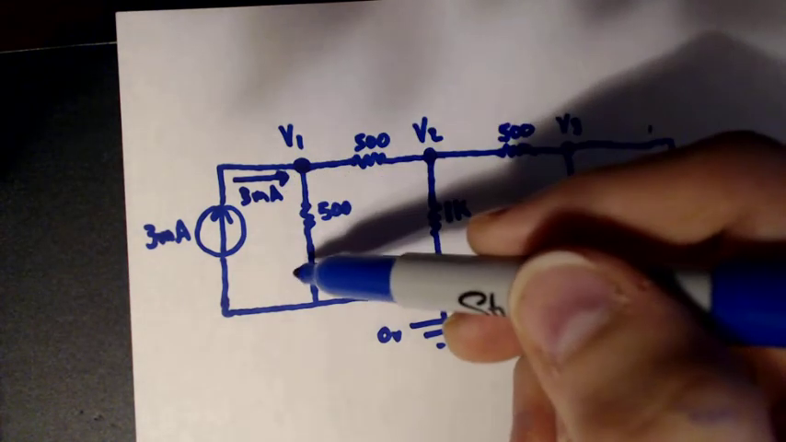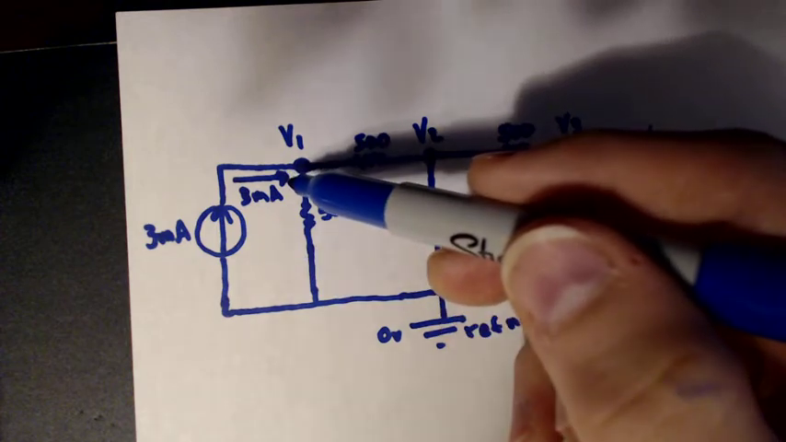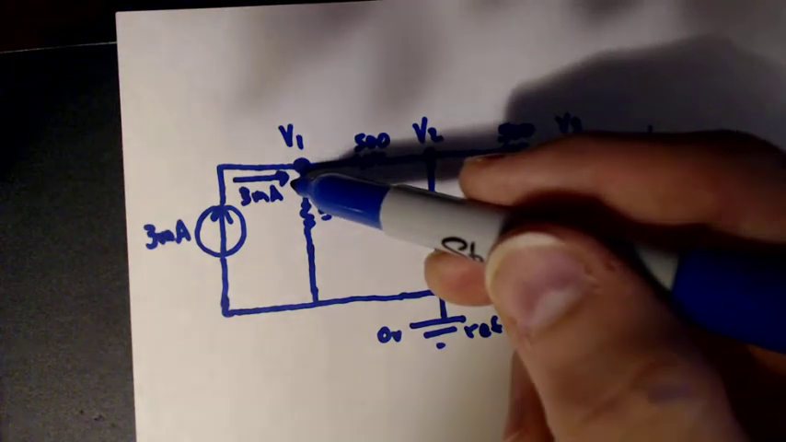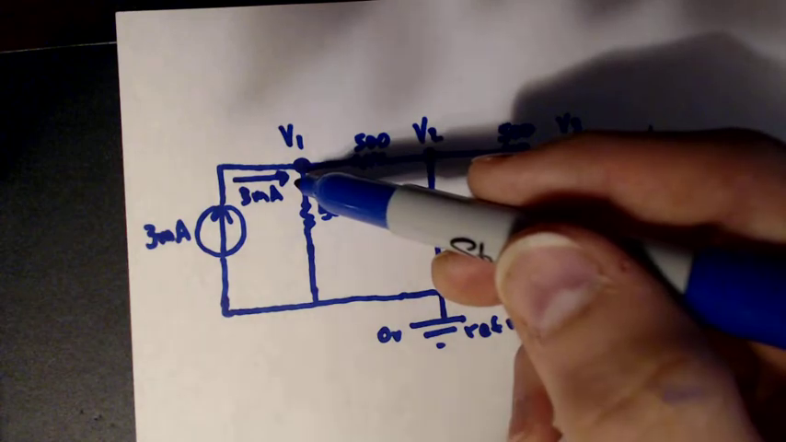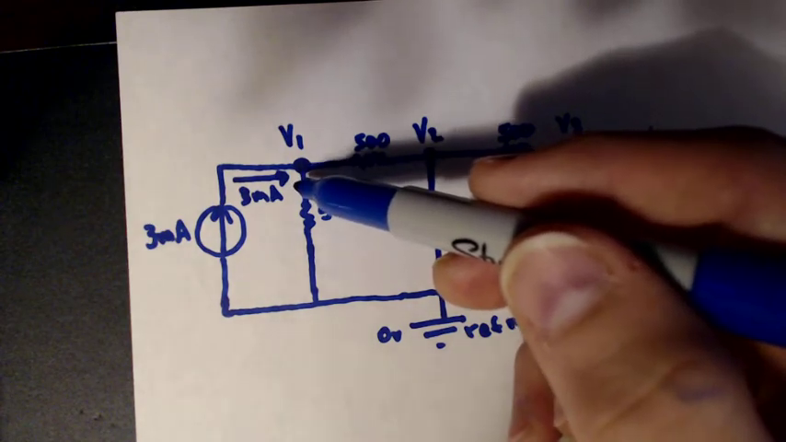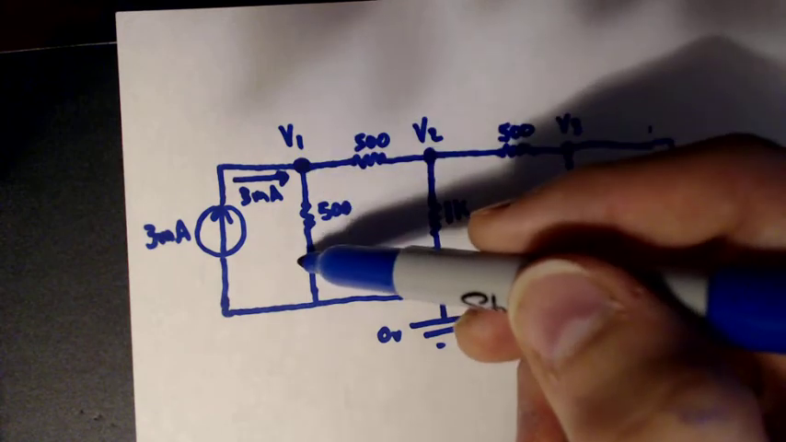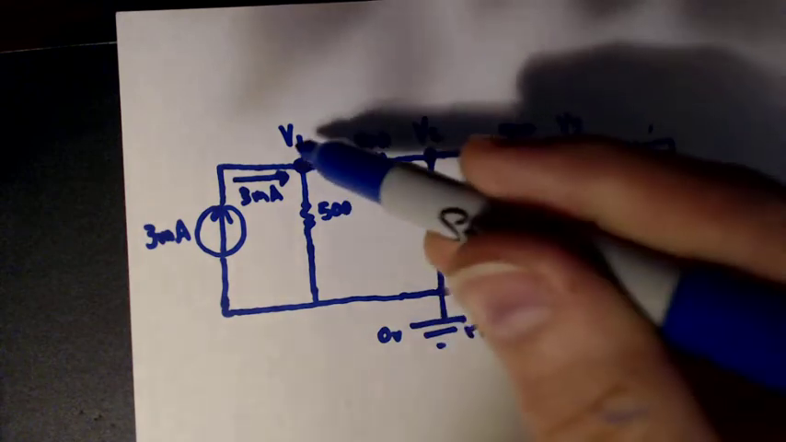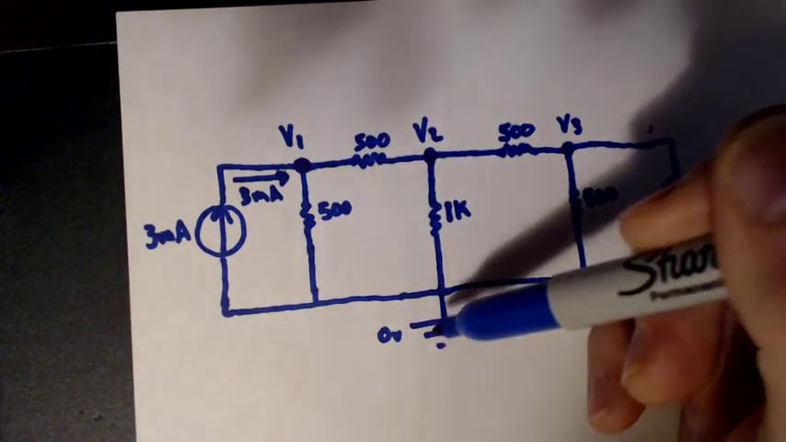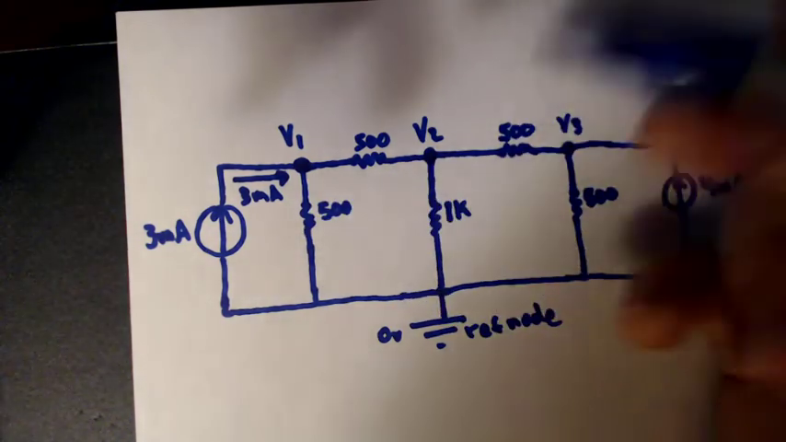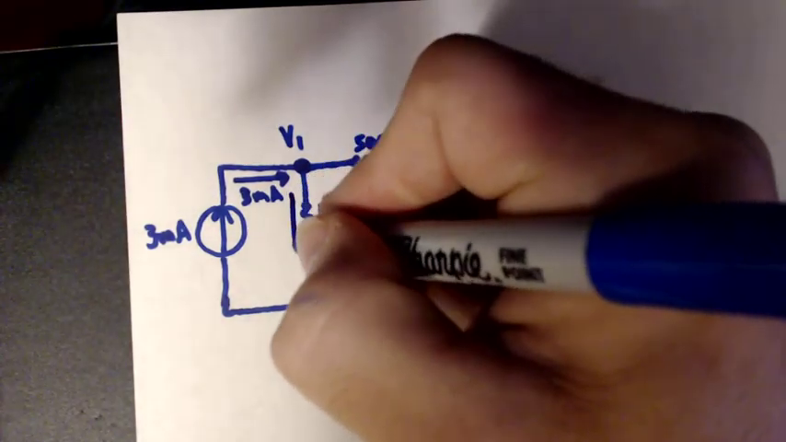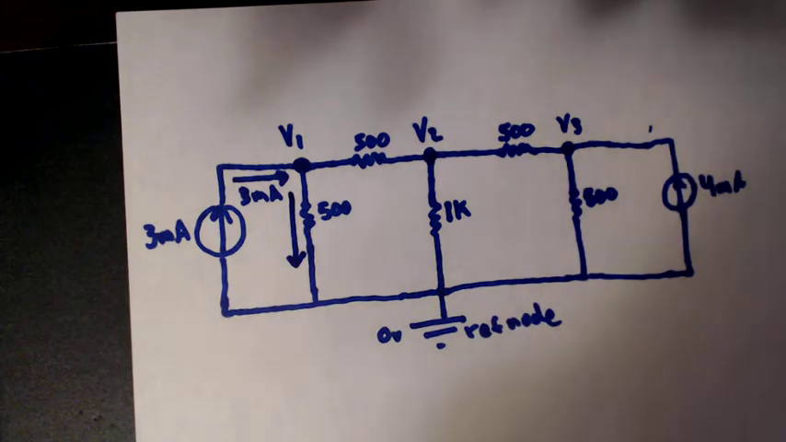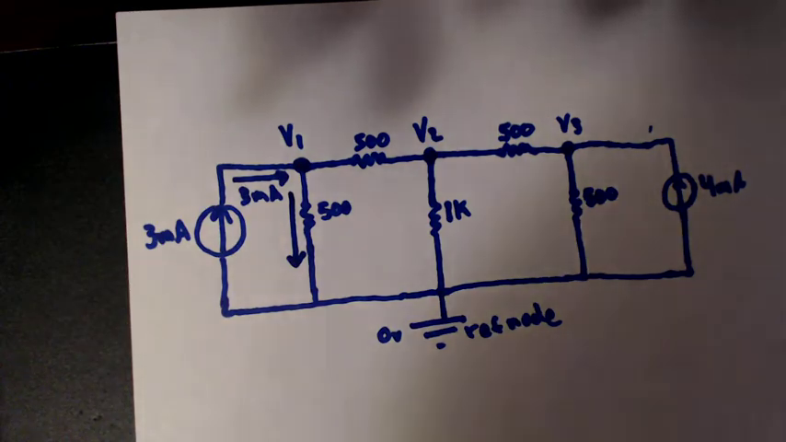Now, keep in mind, I could draw it to go up. The equation would be solvable. I would get the correct answer, but I will have fewer negative signs in my expressions if I pick the direction to go down. So I'm just going to make the assumption V1 is higher than 0 volts, right? Current always goes from a higher voltage to a lower voltage. So I'm going to say that my current is going down for this 500 ohms. Now, I don't know what the value is yet. I'm going to just call it IA.